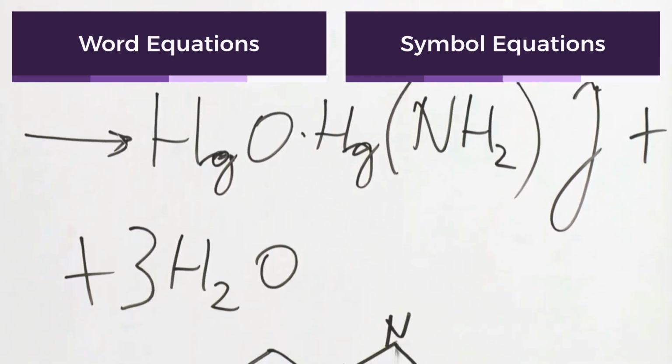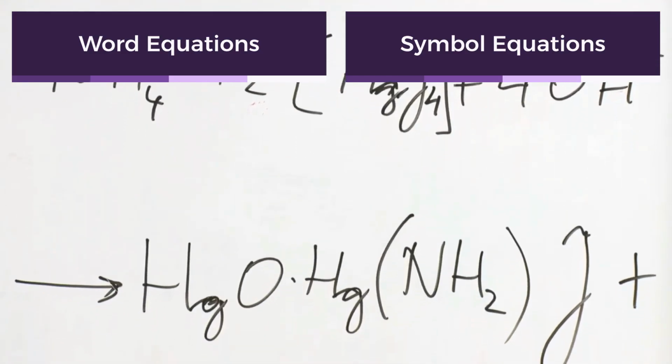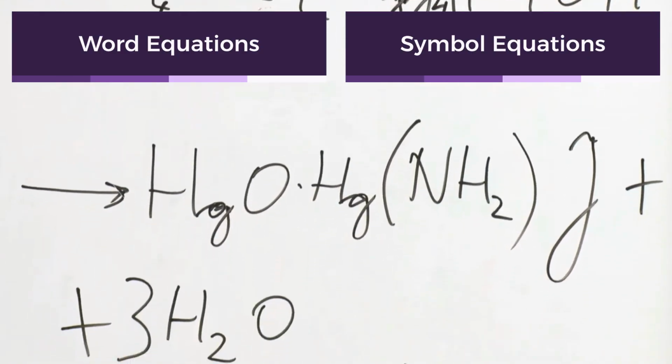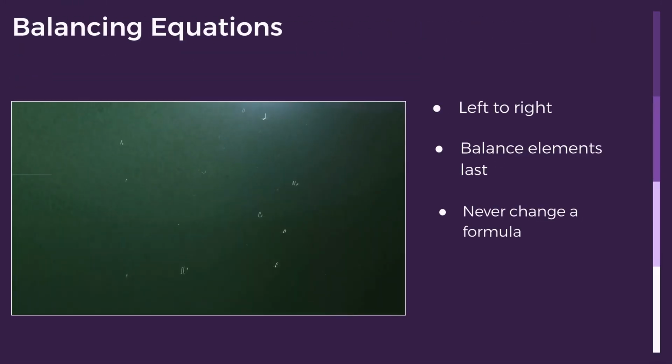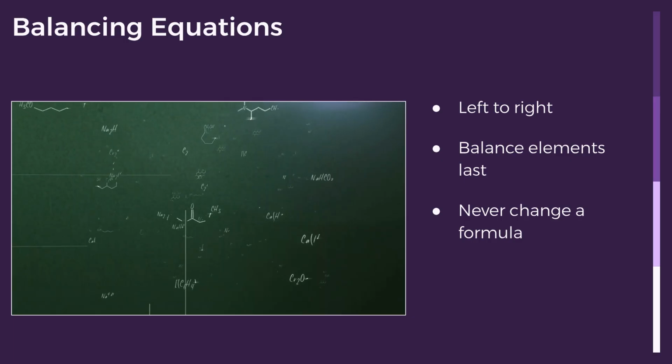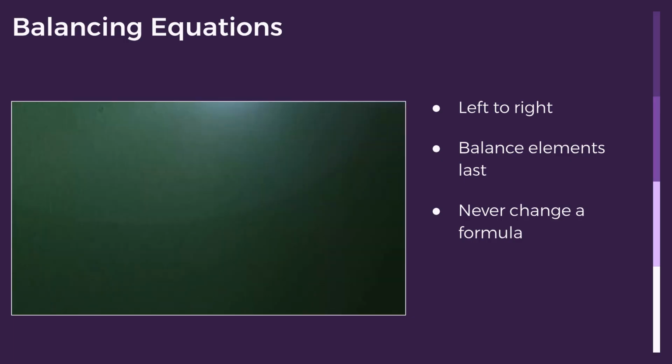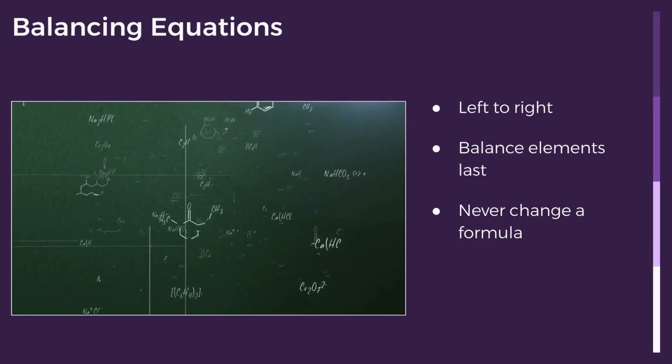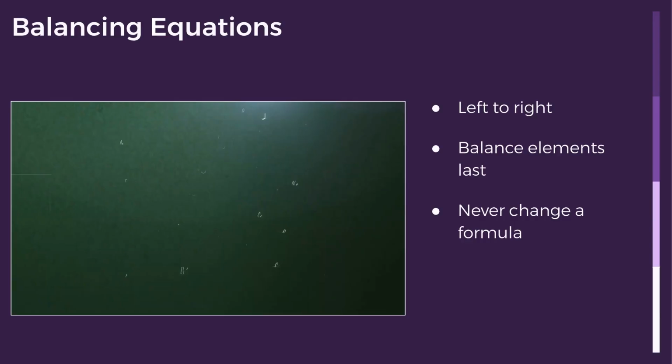All chemical equations, regardless of the type, must be balanced to obey the law of conservation of mass. Adopt a systematic approach to balancing. Work from left to right, leaving elements appearing in multiple places until the end. Crucially, only change the coefficients, never the formula itself.